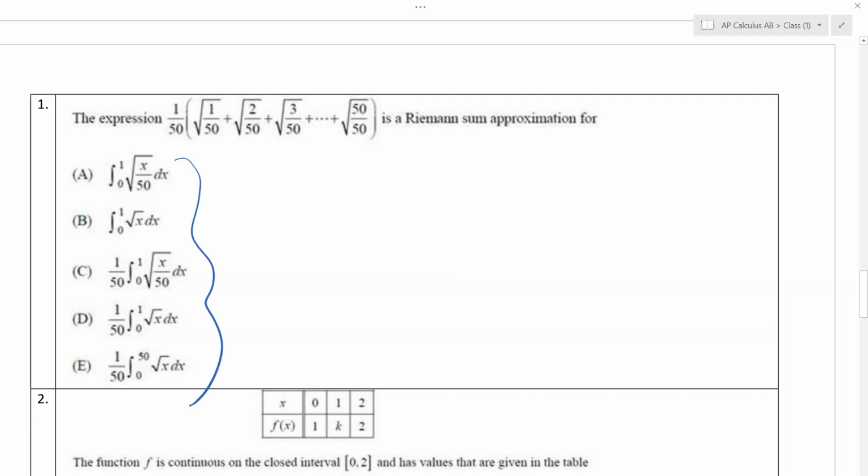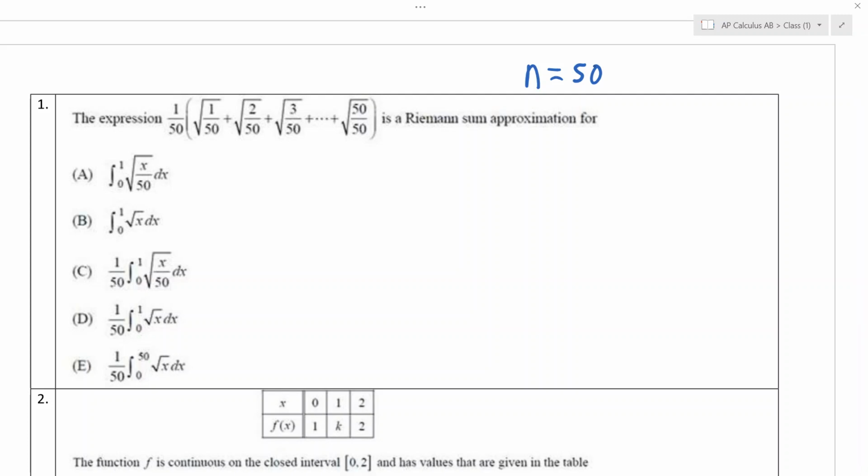Okay, but let's just talk about what we do know. How many intervals? So this is a Riemann sum, which means it's a bunch of rectangles. How many intervals do we have? There's 50. There's 50 things we're adding, okay? So n is most definitely 50. N is 50.